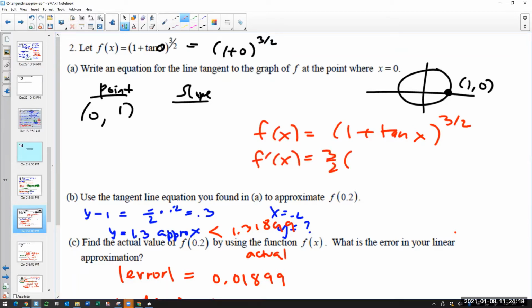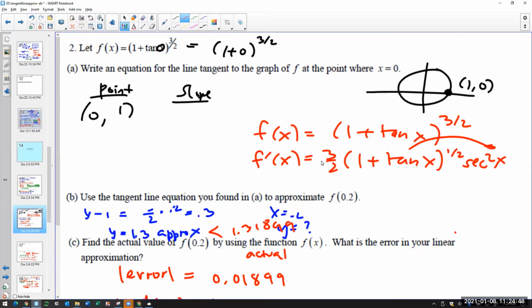3/2, beautiful. Very good. Leave the inside alone. Take the power down by 1. So what's that? 3/2 minus 1 is 1/2. But don't forget, times, very good, times the derivative of the inside. What's the derivative of 1? 0. And what's the derivative of tangent x? Secant squared x times the derivative of x, which is 1, right? So then you don't have to put that 1. All right, because there's that du dx, right?